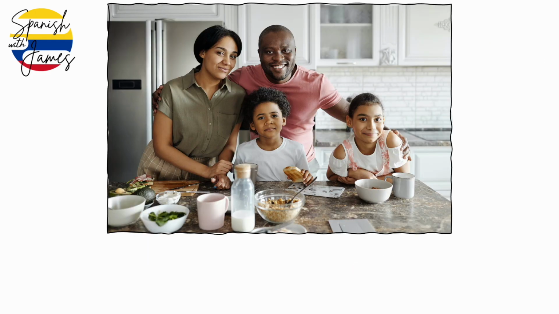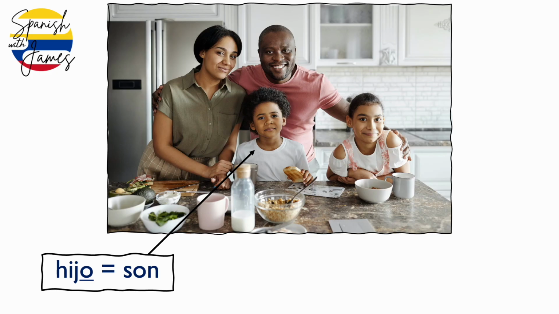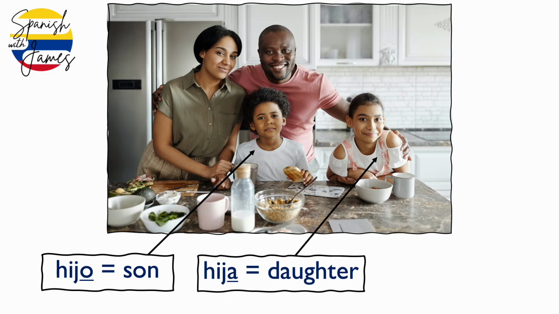Now it's also useful to know the word for son and daughter, especially because we use this word to say I'm an only child. We say I'm an only son or I'm an only daughter. So to say son, it's hijo, remembering that the H is always silent. Hijo, hijo. And again, O changes to A, daughter is hija. So to say I'm an only child, if you're a boy, you'd say soy hijo único. Almost like I'm a unique son. Soy hijo único, or if you're a girl, soy hija única.